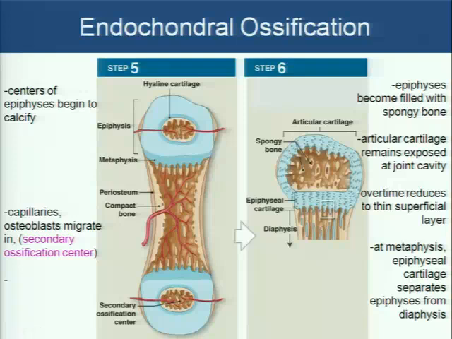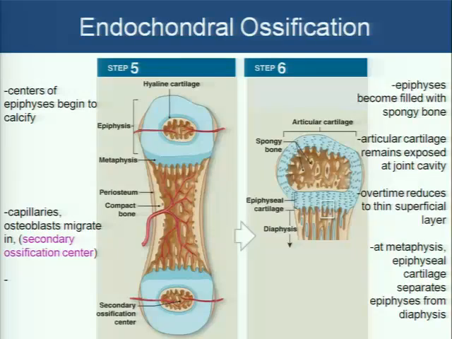In step 5, now we're going to move out. So that was all in the center of our bone. Now we're going to move out to the end, the epiphysis. These ones are going to begin calcifying. You're going to have vessels growing into them, as you're seeing up here. Same thing, we're going to have blood supply, and then we've got osteoblasts coming in. These are called the secondary ossification centers.